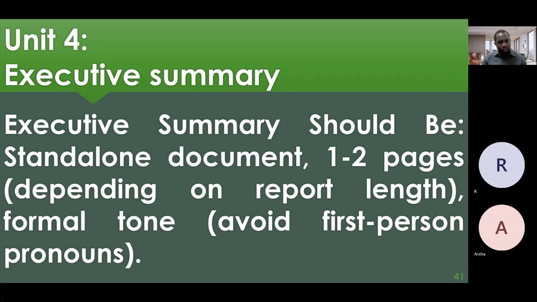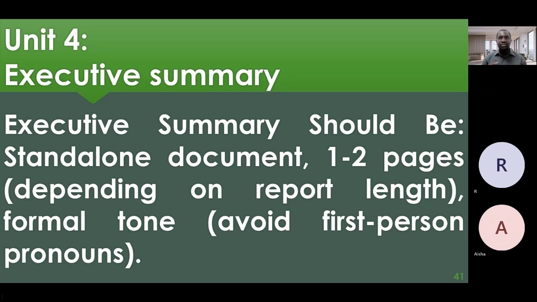The examiner said 1 or 2 pages for the report. And I wonder why very good tutors will do 3 to 4 pages for the executive summary. You're flouting this instruction. So depending on the report length, 1 page minimum, 2 pages maximum. Please don't exceed this so that you don't upset the person writing the exams.